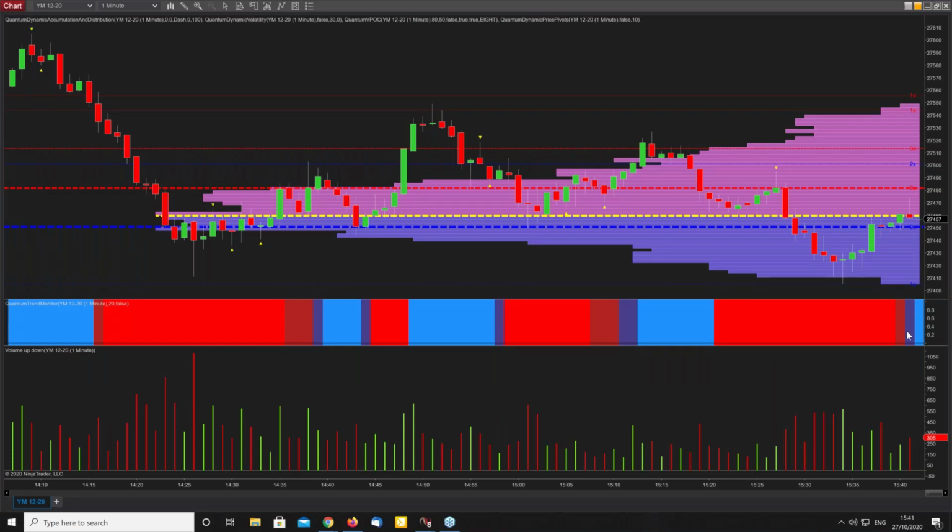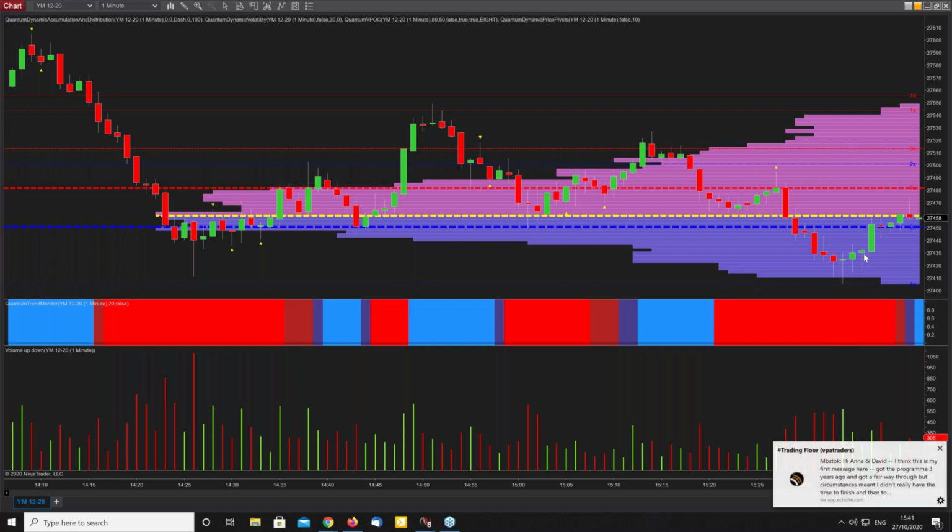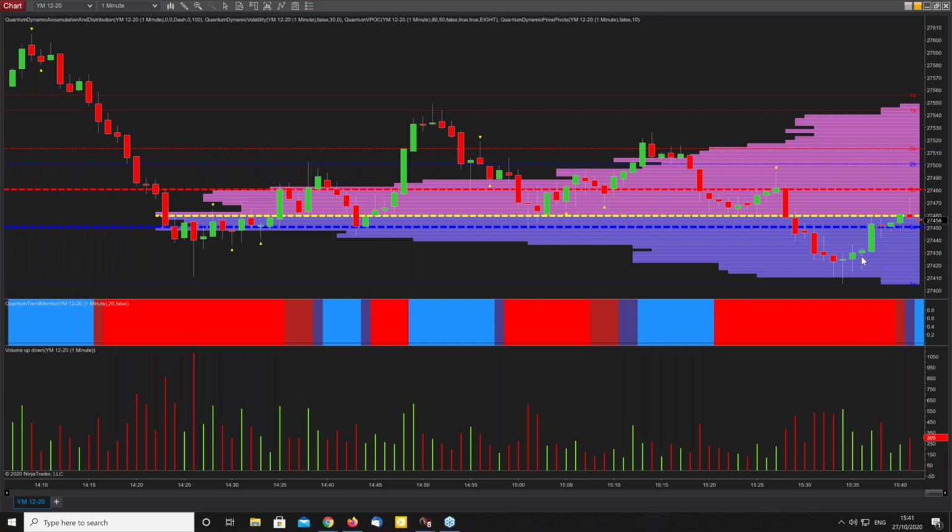There we go. Nice little VPA example. If you're short here, this is fine. We then get down, we're through the volume point of control, we've got decent volume, but then we start to see this one's weak, and then we see the buying coming in. You've got buying coming in here, definitely buying coming in here, and that's followed by more buying coming down there. So you're expecting some sort of reaction.